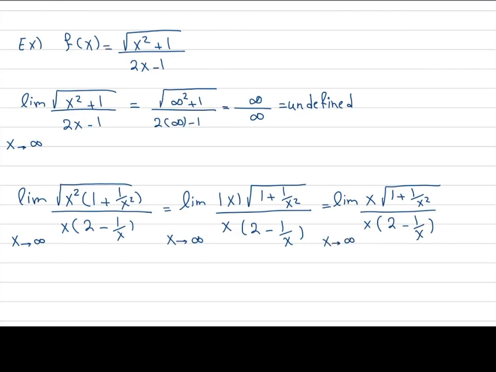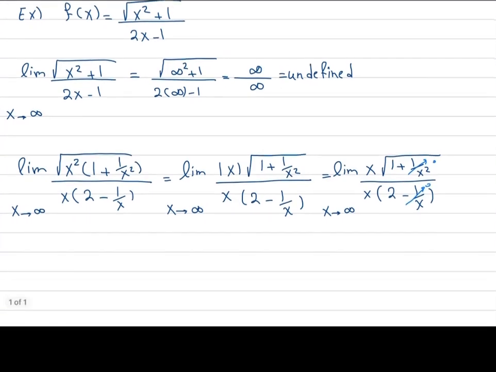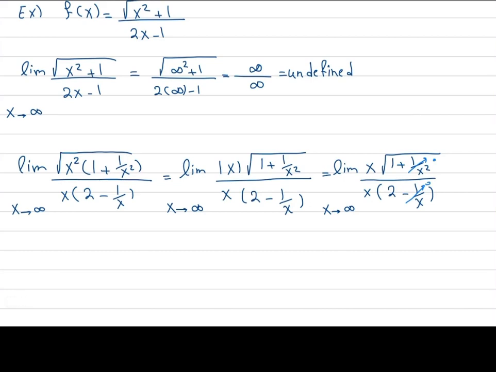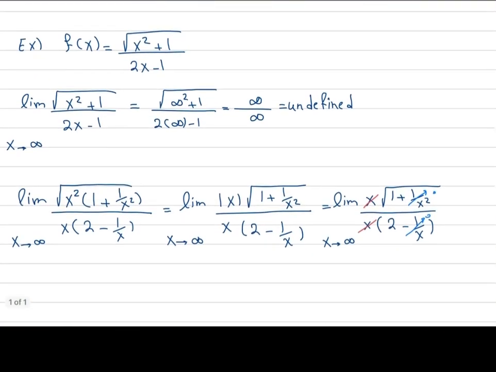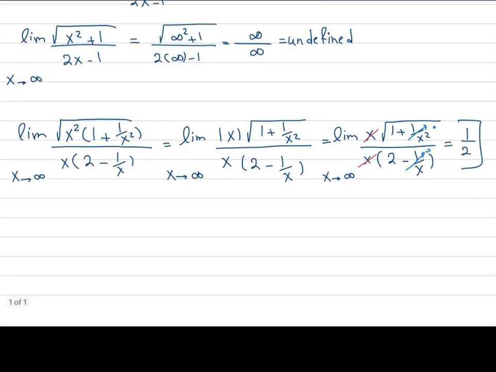When x approaches infinity, the 1 over x squared term here is going to be really small because you're dividing 1 by infinity, and the answer is going to be 0. And same for 1 over x. When x approaches infinity, that is going to be 0. And you can also cancel x and x here. So then you're left with the square root of 1 and 2 in the denominator. So the answer is going to be 1 half. So this 1 half is one horizontal asymptote. So that is a horizontal asymptote.